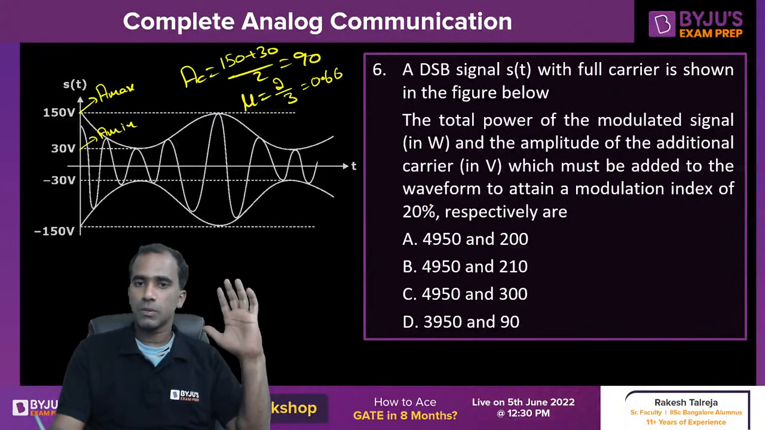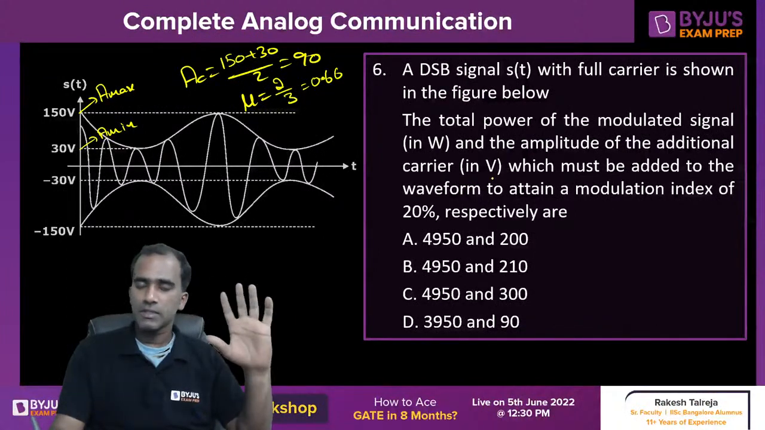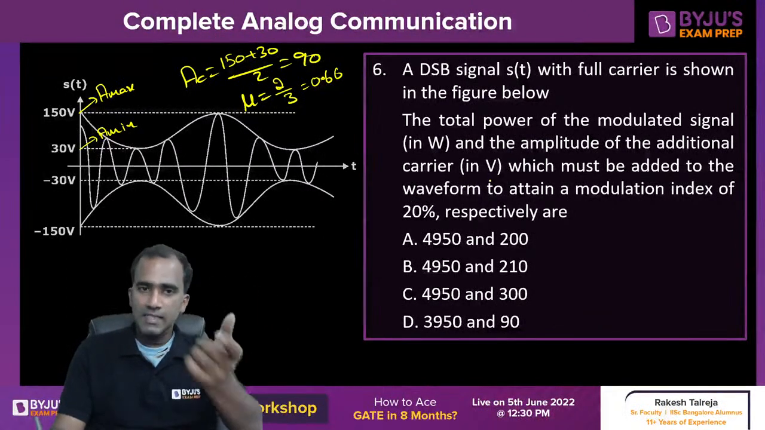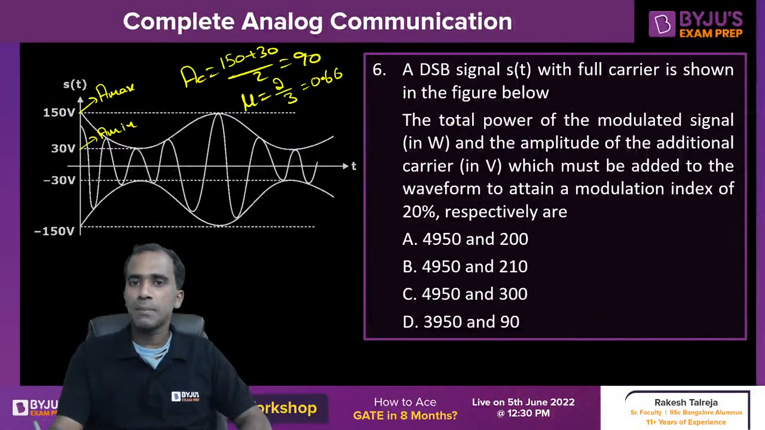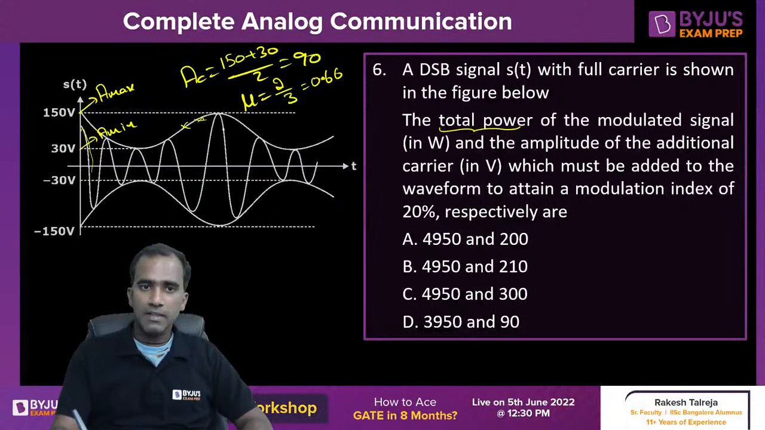That is the question. We will analyze the second part of the question, which is a little tricky, in the next slide. But first, let us calculate the easy part, the total power. The total power of the modulated signal they are asking. This is the modulated signal. This is the envelope. The envelope is not the modulated signal. This is the envelope of the modulated signal. So this signal's power they are asking.